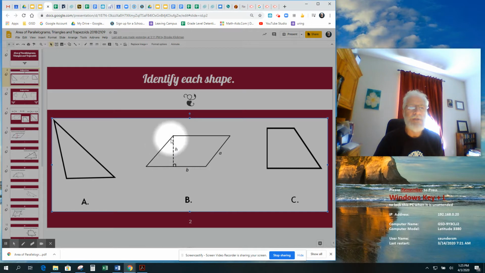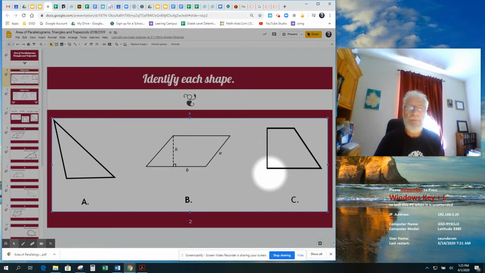So B looks like it has parallel sides here and here. So that pair of sides is parallel, and it looks like the top and the bottom are also parallel. So this is a special shape called a parallelogram, and squares and rectangles are also parallelograms.